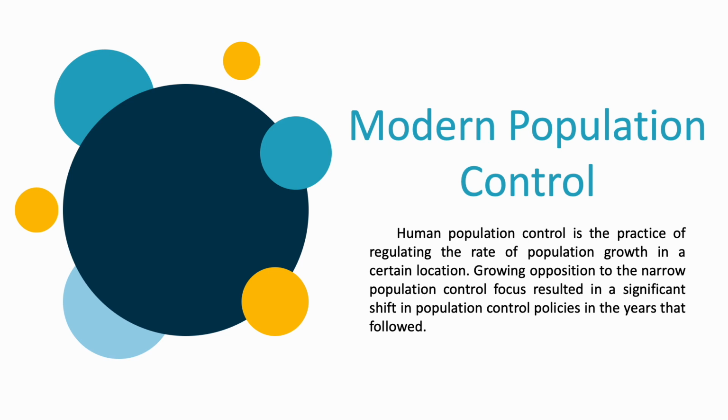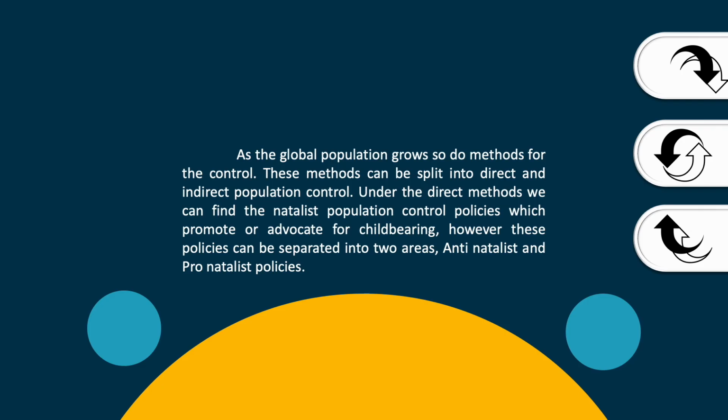However, conflict developed between proponents of population control and women's health campaigners, who expanded women's reproductive rights as part of a human rights-based strategy around the 1980s. Growing opposition to the narrow population control focus resulted in a significant shift in population control policies in the years that followed. As the global population grows, so do methods of control. These methods can be split into direct and indirect population control.